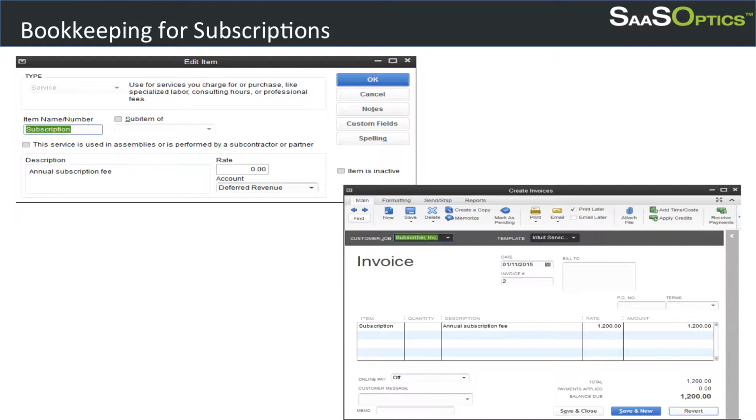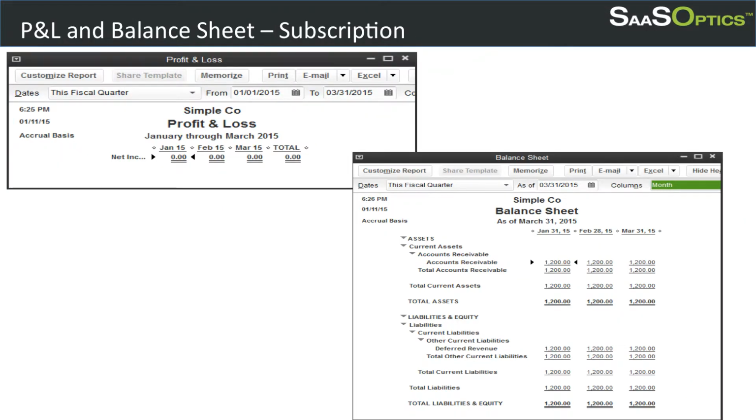I pick a product, in this case subscription. I put in a description, a rate, and an amount. And this time I used $1,200 to keep it slightly different. So my invoice looks the same, but my setup is different. So what happens to my income statement, P&L, and my balance sheet? Well, because we're crediting and debiting on the balance sheet and not on the income statement, there is no entry here. We have zero. In fact, this is an income statement with no records whatsoever.